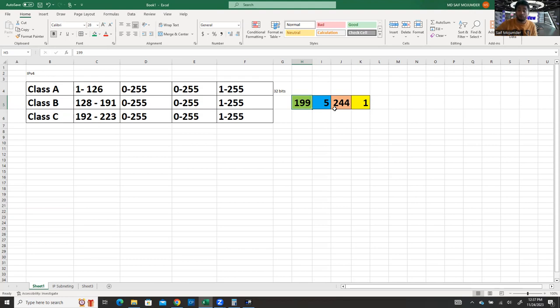And how can we identify which one is class A, class B, class C? Based on the first octet. If we find any IP whose first octet starts within a certain range of numbers, definitely you can say this is class A, class B, or class C. So we just need to identify the first octet, whether it is in the range of this, this, or this, and then we can easily say this is class A, class B, or class C. That's it from the first class.